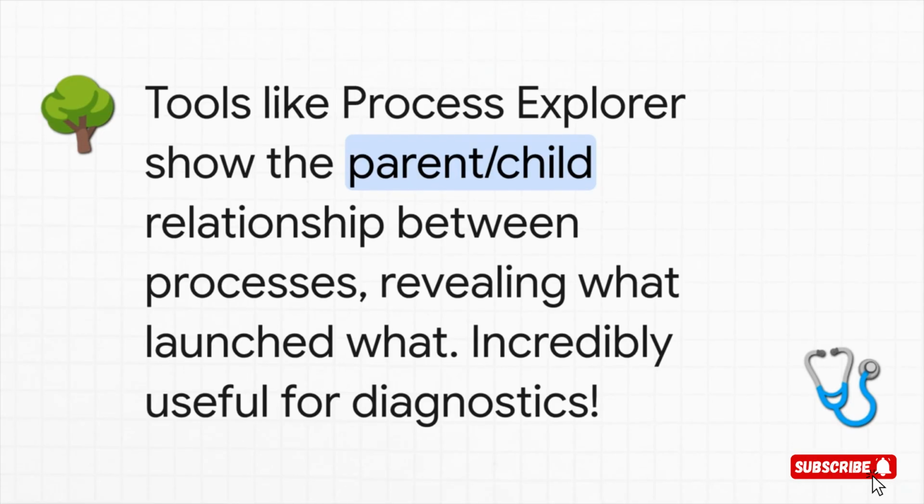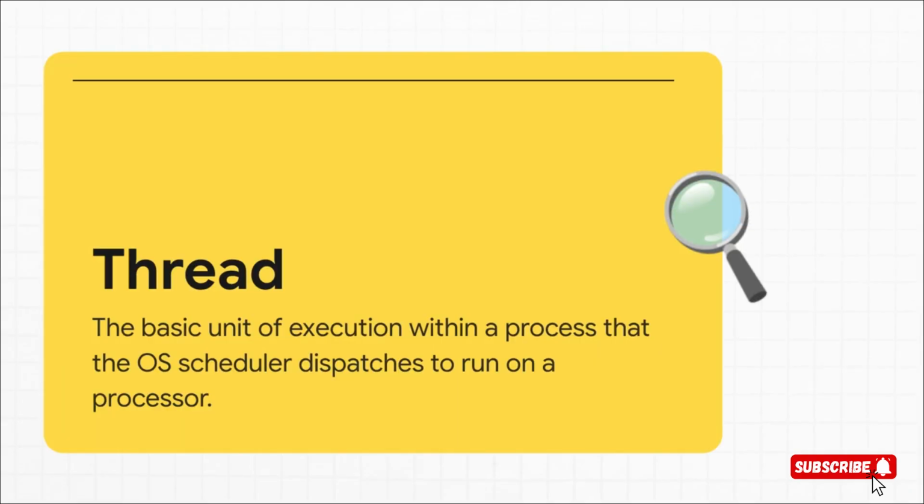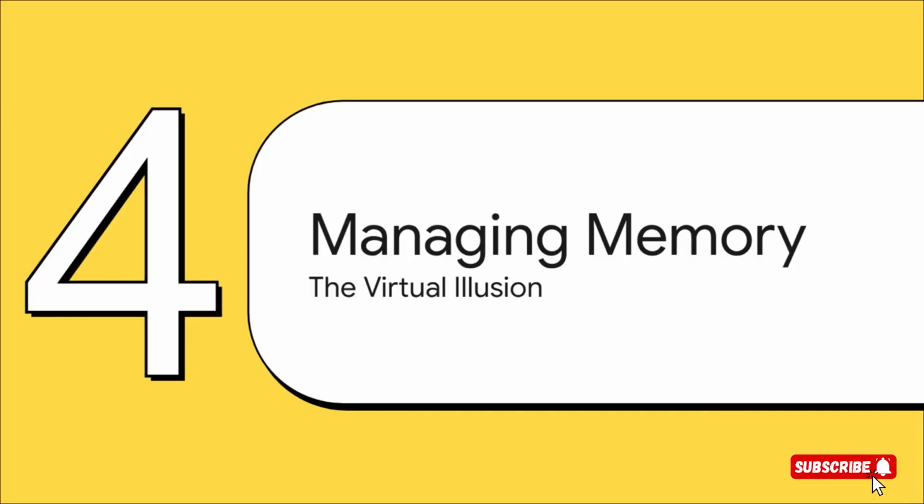It's incredibly useful for figuring out what's going on. So if the process is the house, the thread is the person inside the house actually doing the work. A thread is the actual sequence of instructions that the operating system scheduler sends to the CPU to execute. Modern apps use tons of threads, which is how your word processor can check your spelling in the background while you're still busy typing. On to section 4, managing memory.